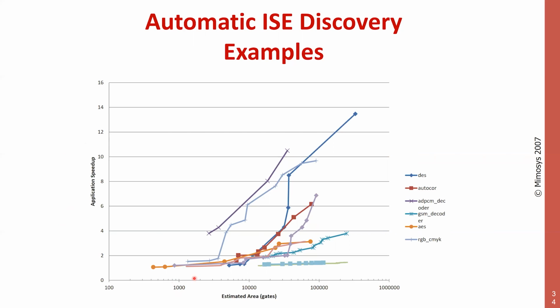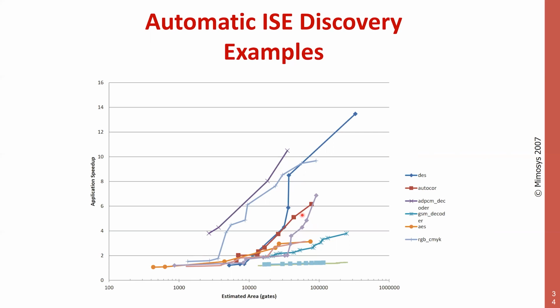If you invest more area, here on a logarithmic scale, what is the speed up that you get? And you see that you have a lot of potential, right? You go from 2,000 gates to 30,000, so maybe 10, 15 times more, but you get an application speed up of a factor 4 to 10, whatever it is, 2.5, 3, right? Which is a significant improvement for a relatively small investment in gates.